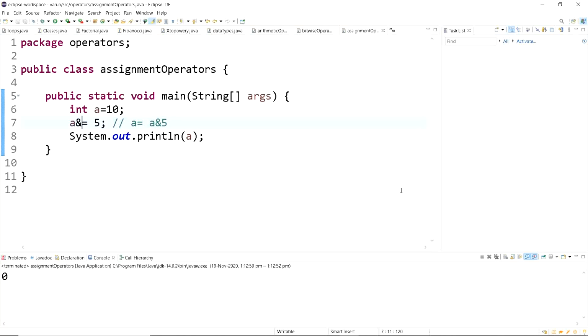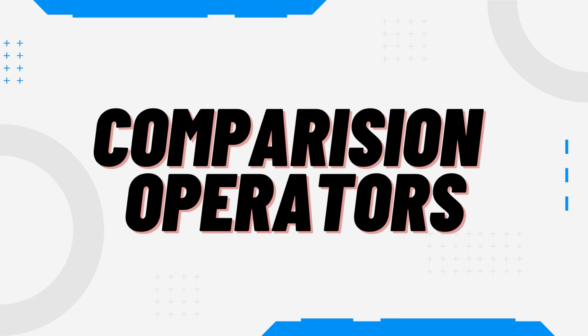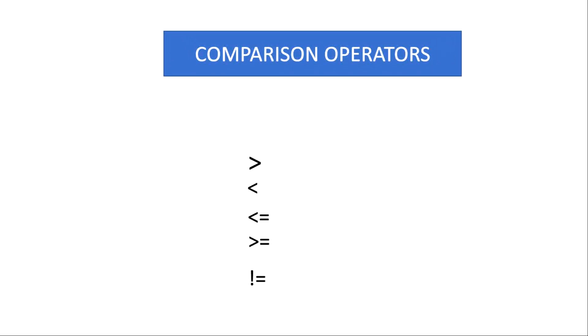So next we'll check out what comparison operators are. Comparison operators, like the name itself says, we compare two things. So greater than, less than, greater than or equal to, less than or equal to, and not equal to. These are all the comparison operators. Now let's see how they are used in Java in our Eclipse IDE.